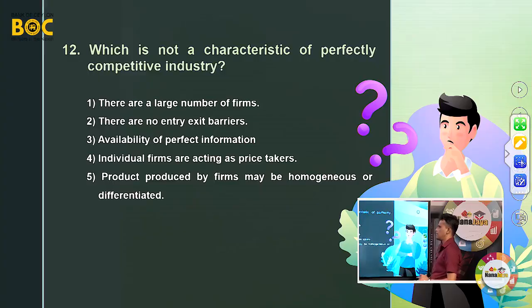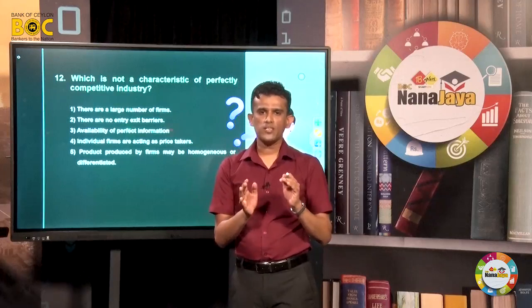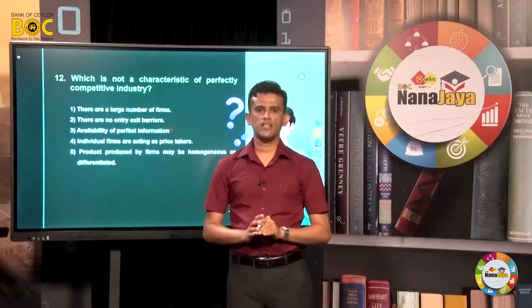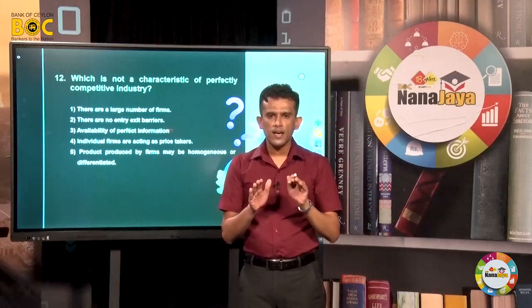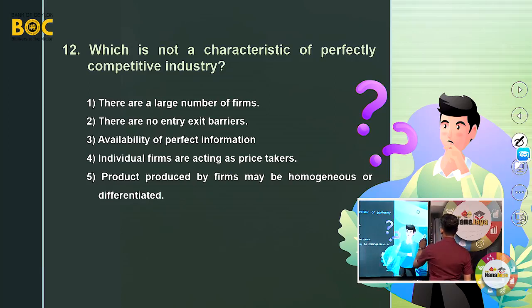Which is not a characteristic of a perfectly competitive industry? There are a large number of firms, yes. There are no entry-exit barriers, yes. Availability of perfect information, yes, we see that. Individual firms are acting as price takers, I explained. And then last, product produced by firms may be homogeneous or differentiated is wrong. Why? We identify that a firm in the perfectly competitive market model is always producing a homogeneous product. The product produced by one firm is exactly equal to the product produced by another firm. So therefore we do not identify product differentiation in relation to the perfectly competitive market model. So therefore we need to identify the factor which is not a characteristic of a perfectly competitive industry.